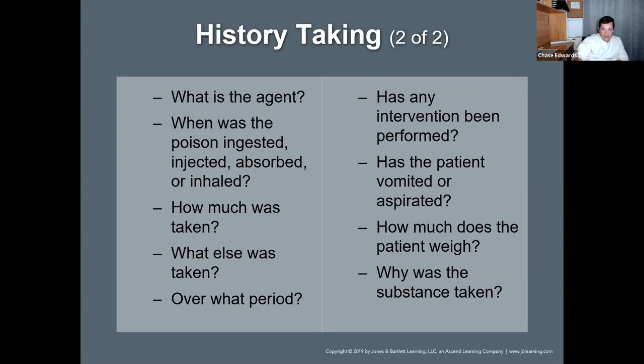When was the poison ingested, injected, absorbed, or inhaled? So this is going to let you know if and when the harmful effects will begin or how long ago harmful effects began.